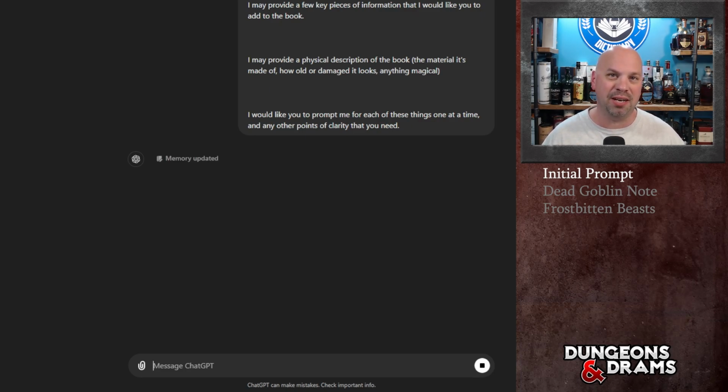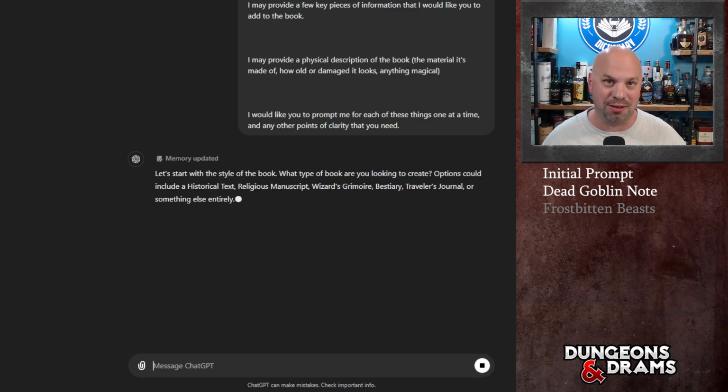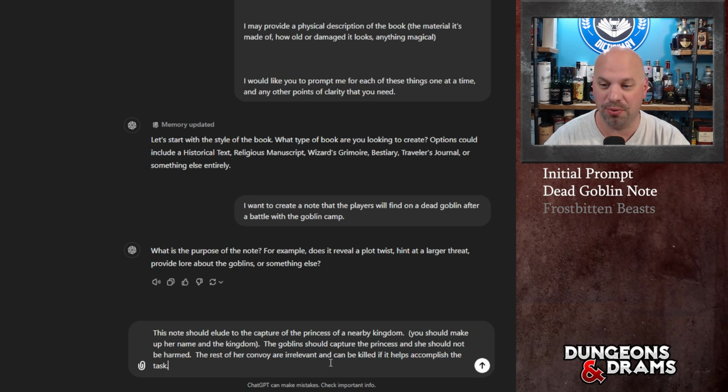Now, what I've kind of come up with as a good little test here, and we'll do a couple of these, but the first one is going to be a note you find on a dead goblin. The purpose of this note is going to be to allude to the capture of the princess of a nearby kingdom. I say you should make up the name for the person and the kingdom. Now, if you were running your own game, you'd probably have these ideas in your head, but we're just doing this as a tutorial. The goblin should capture the princess, and she should not be harmed. The rest of the convoy are irrelevant and can be killed if it helps accomplish the task.